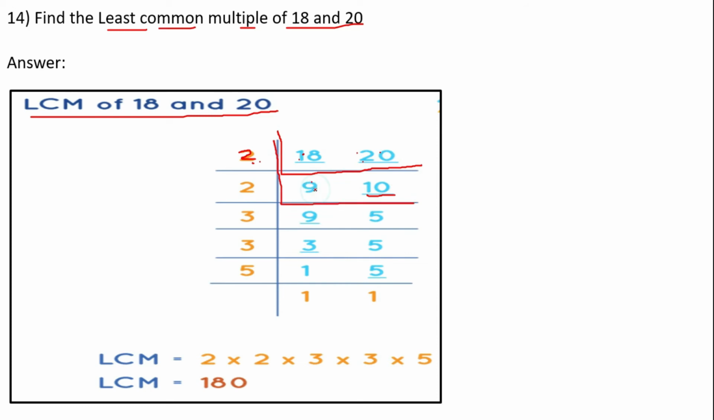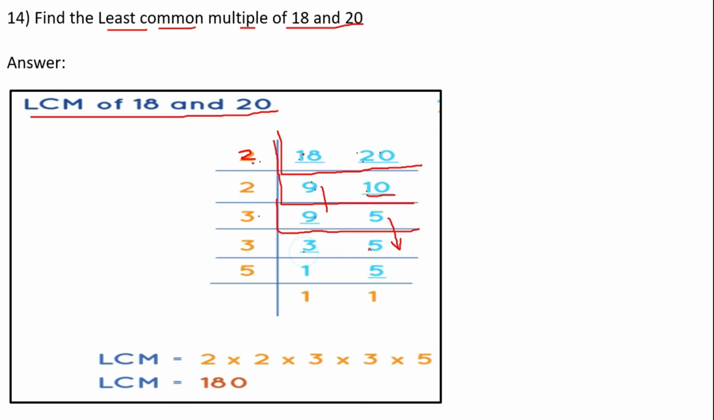Again this 9 is not divisible by 2, but the 10 is divisible. So 5 2s are 10. You keep 9 as it is. Then this 9 is divisible by 3. 3 3s are 9. 5 is not divisible, you keep it as it is.